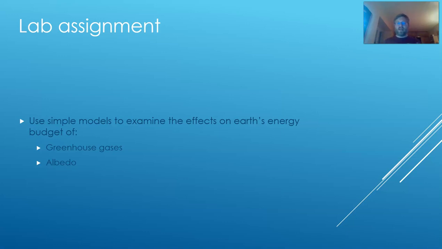So you're going to be looking at the effects of changing the amounts of greenhouse gases and changing the albedo of the Earth, and how that alters the Earth's energy budget, the energy balance, and the temperature of the Earth. So that's what you'll be doing for your lab exercise.